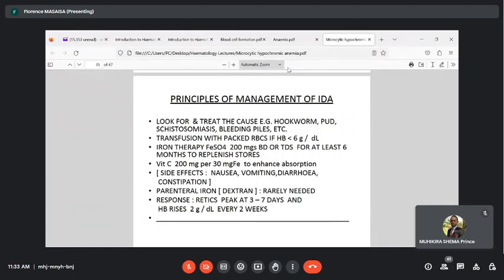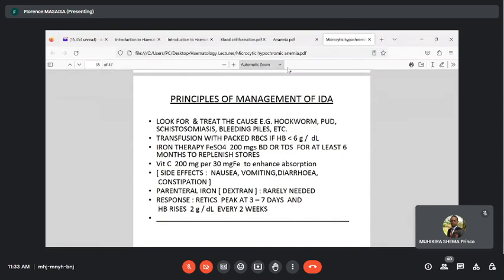The normal range being 13 to almost 300. So the target is not only the hemoglobin, but also the storage, and also to address the causes, treat the causes. Otherwise, if you don't treat the causes, the patient will move all over the hospitals looking for treatment of anemia, which should be controlled if the treatment is well addressed.